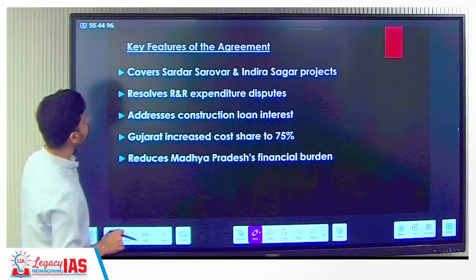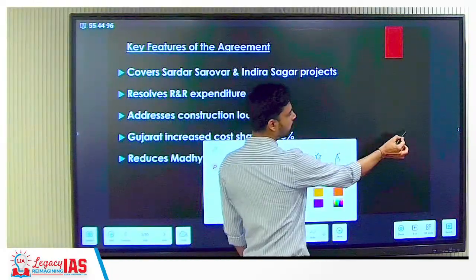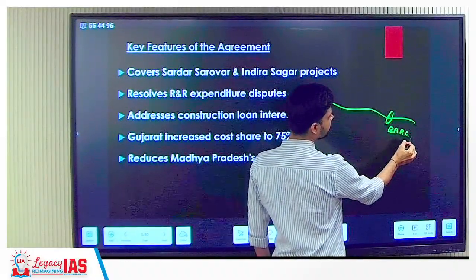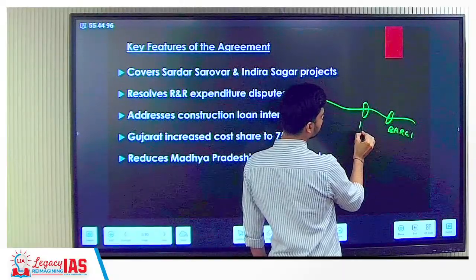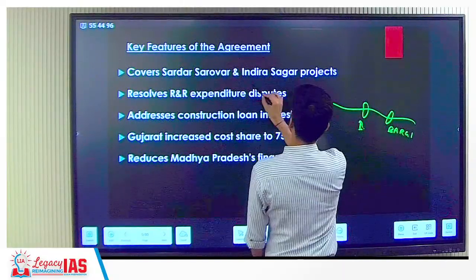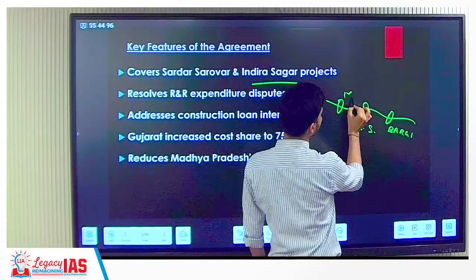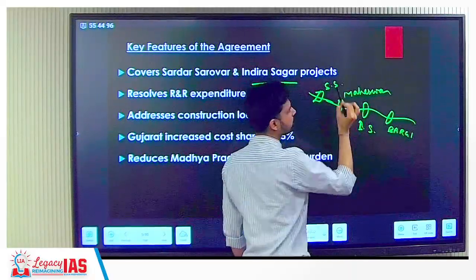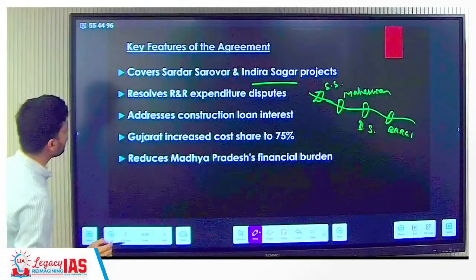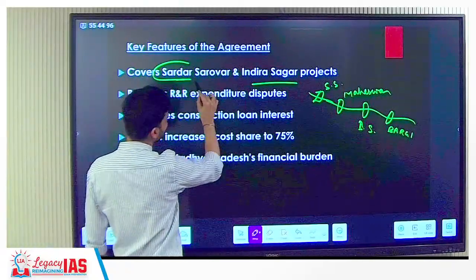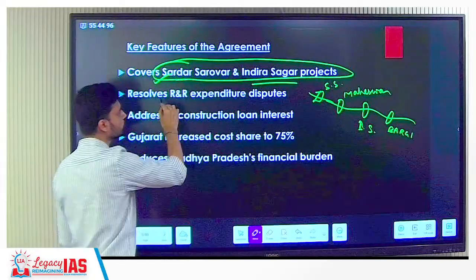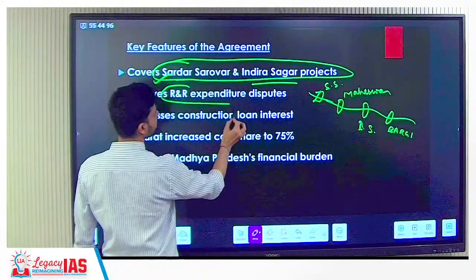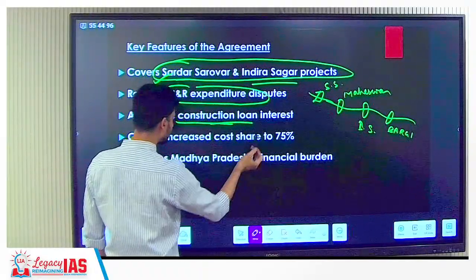A key feature of the agreement is that it covers 2 projects. If you look at the Narmada River, yes, you have several dams. We have discussed in the river system, Bargi Dam you will find. Then apart from that you have Indira Sagar Dam, then further the third dam called Maheshwar Dam, and then the last one is Sardar Sarovar Dam. Total 4 dams. So this particular agreement that we are talking about is not related to all the dams, but it covers 2 dams, mainly Sardar Sarovar and part of Indira Sagar. It resolves rehabilitation cost expenditure and addresses construction loan interest, the same thing we have discussed.